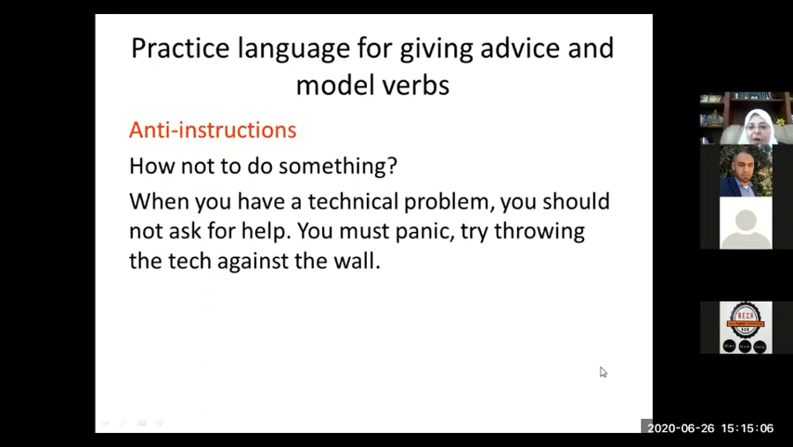Anti means the opposite. It means the opposite. So instead of telling you, for example, I should be saying, you should ask for help. So I'm saying the opposite. You shouldn't ask for help. Try throwing the tech against the wall. All these are anti, okay? Just to make it more fun.